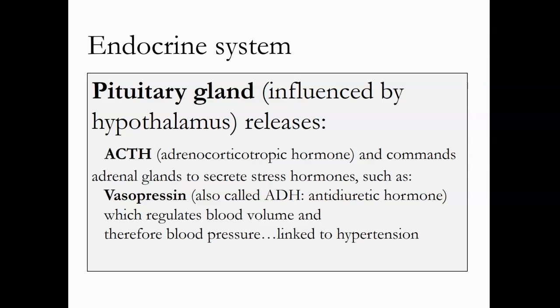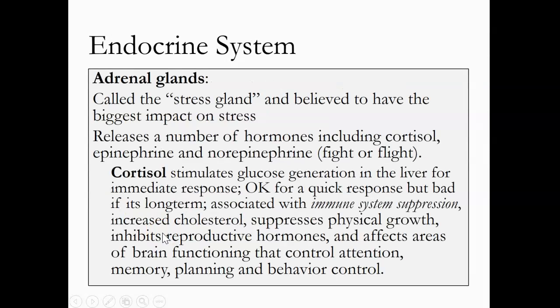The pituitary gland, influenced by the hypothalamus, remember it goes from the amygdala, hypothalamus, down to the pituitary gland, releasing these hormones. If you're stressed, it's going to release ACTH, adrenocorticotropic hormone, which commands the adrenal glands to secrete hormones, such as vasopressin, also called ADH, an antidiuretic hormone, which regulates blood volume and blood pressure and links to hypertension. If you're always stressed at your job or life and you have high blood pressure, this is why: the pituitary gland is releasing too much of this ACTH and increases your blood pressure.